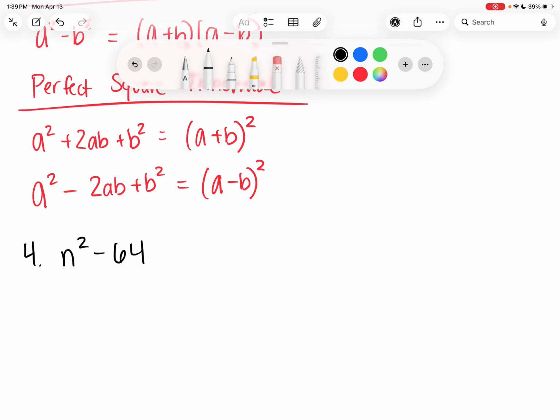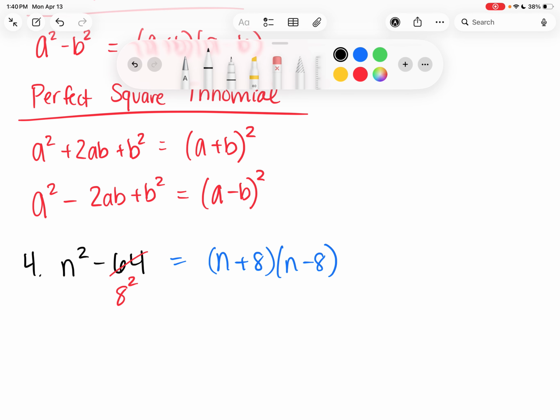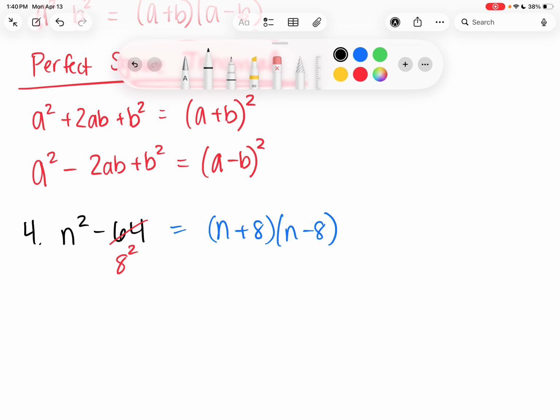Now, obviously, we see that n is squared, but what about 64? That's not being squared, but is there a number that squares to be 64? Yeah. What is it? 8. So I'm going to rewrite that as 8 squared. So n squared minus 8 squared. This factors into n plus 8 times n minus 8. These ones in theory should be a lot easier than the factoring we were doing before break.